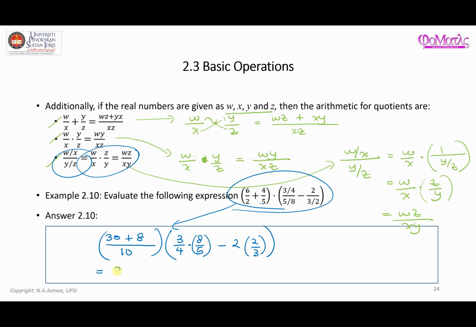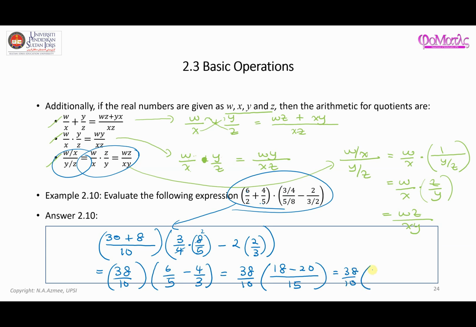So we've got 38 over 10. So this one can be cancelled too. So we've got 6 over 5 over here. And then this one we've got minus 4 over 3. And then we've got 38 over 10. This one is 15, 18 minus 20. So we've got 38 over 10. This is negative 2 over 15.